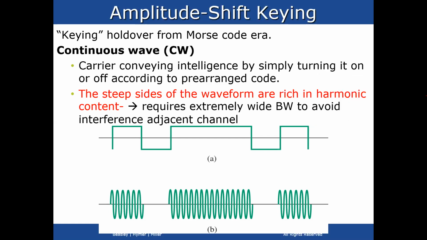We are noticing here, this is your data, the ones and zeros. We are modulating that using amplitude shift keying. So with the ones, I'm having my carrier. With the zero, I'm just cutting it off. It's like a switch that has on and off.